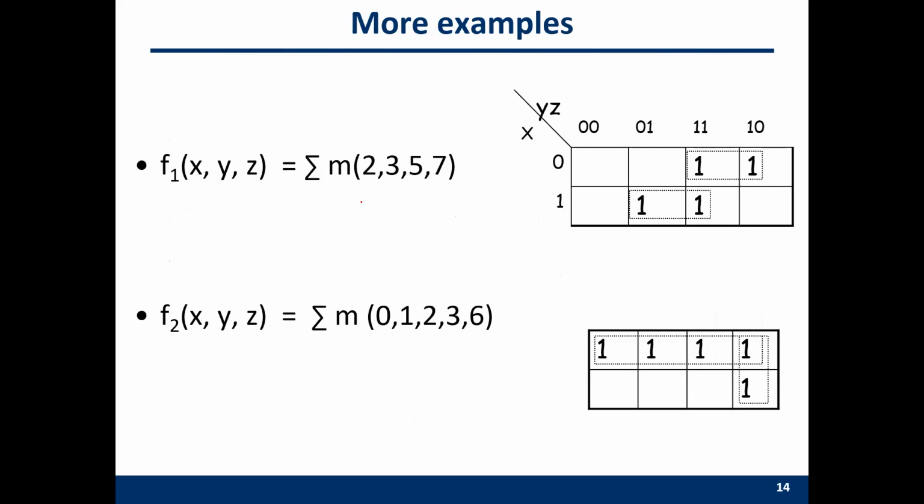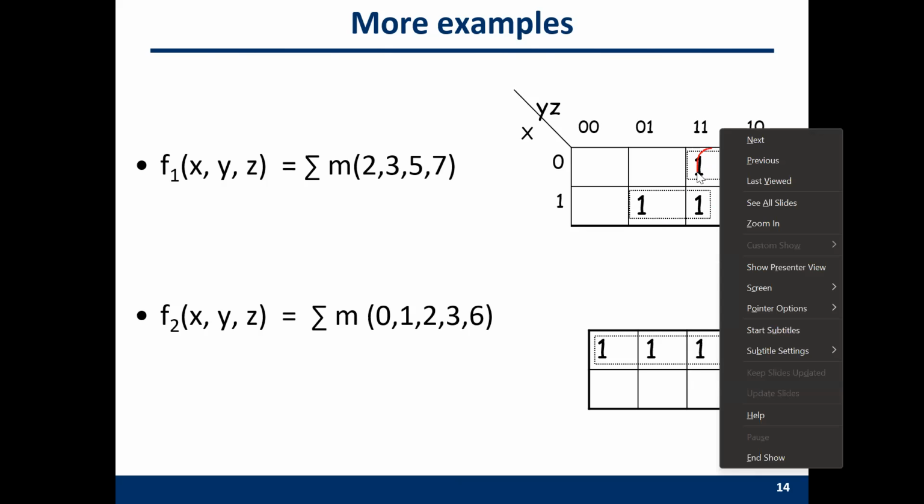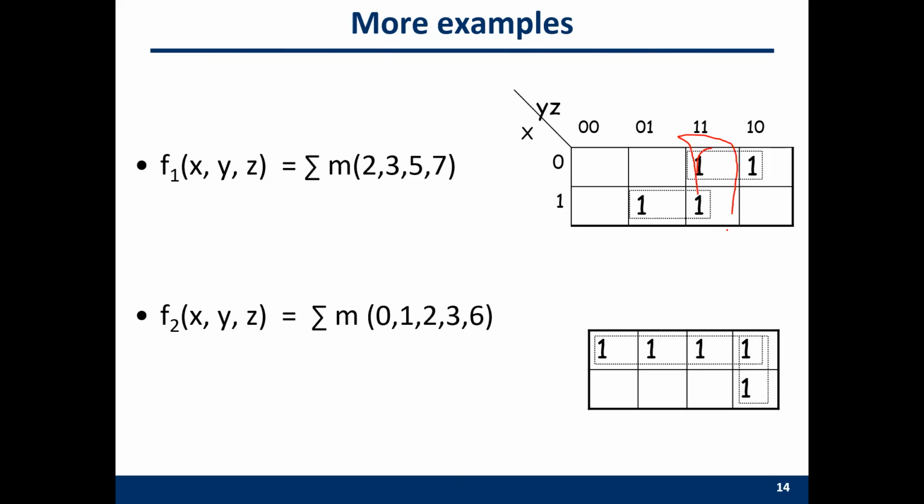So this is an example for canonical form. We just write it all at once and do the grouping. Do we need to draw a vertical group here? No, we don't. Why? Because these two ones have already been covered by some groups.